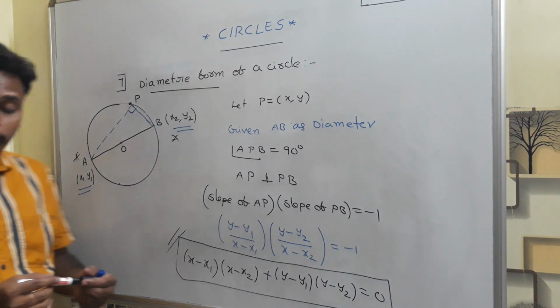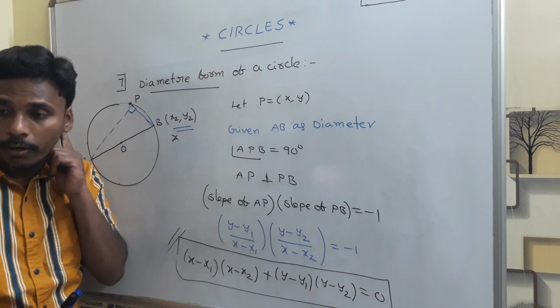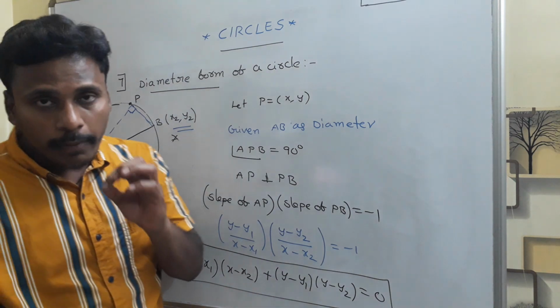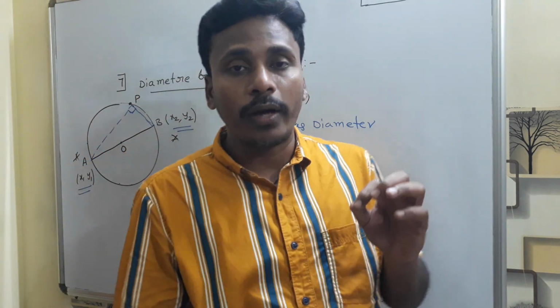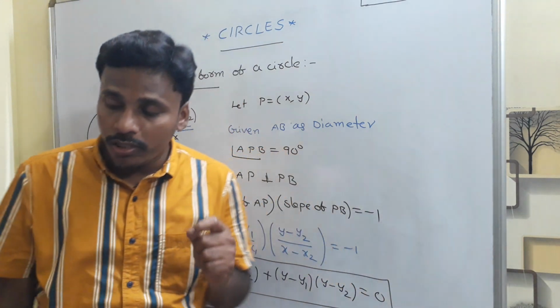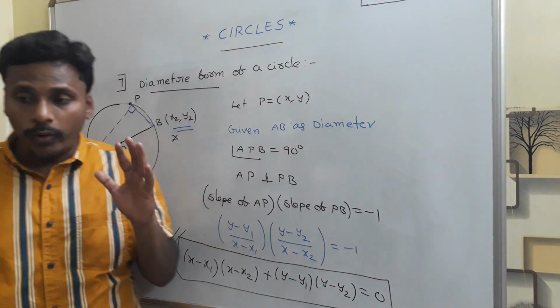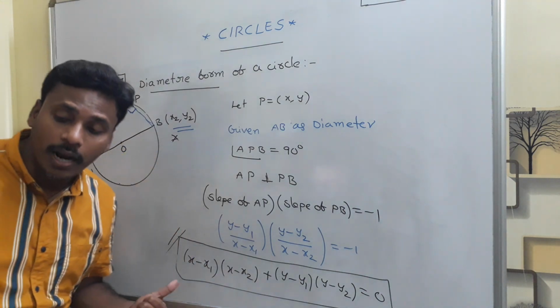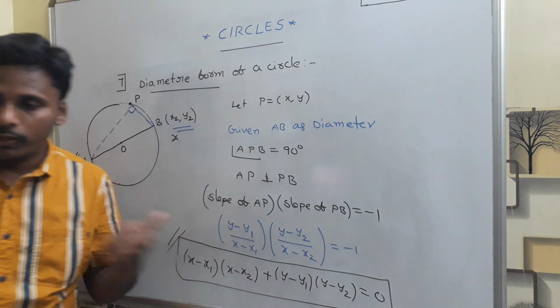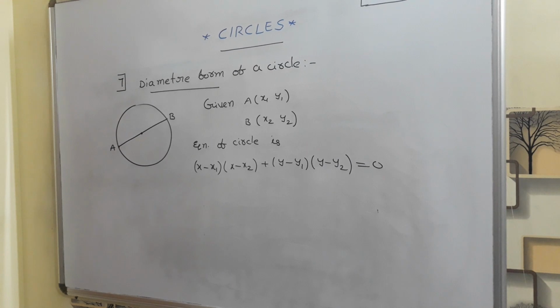Have a look. Finally we are collecting the different forms of circles to solve problems. Center radius form: (x minus h) whole square plus (y minus k) whole square is equal to r square. General form: x square plus y square plus 2gx plus 2fy plus c is equal to 0. Standard form: x square plus y square is equal to r square. And this is now the diameter form. So finally, we have this diameter form.